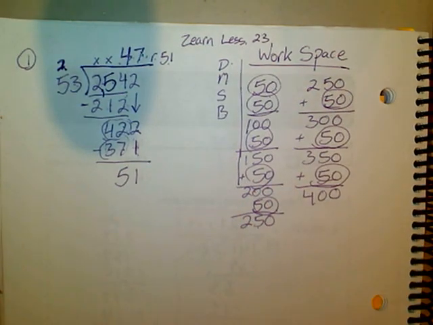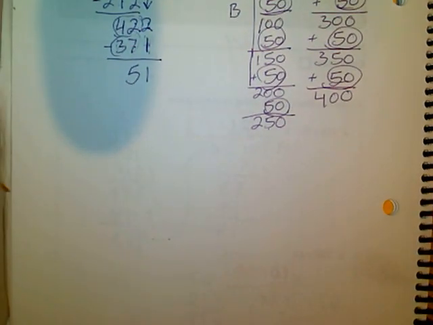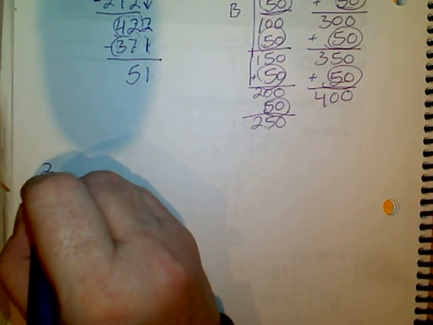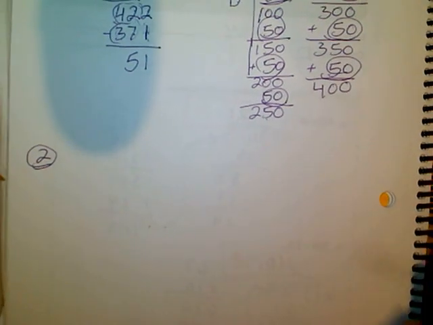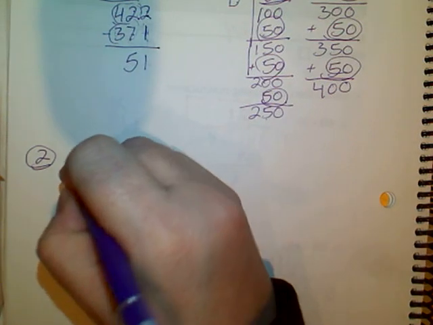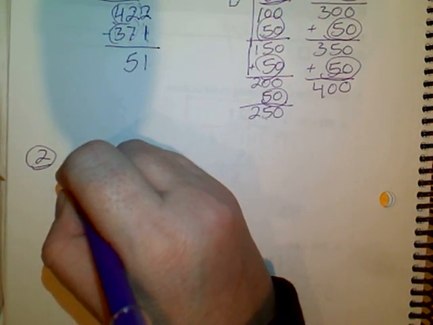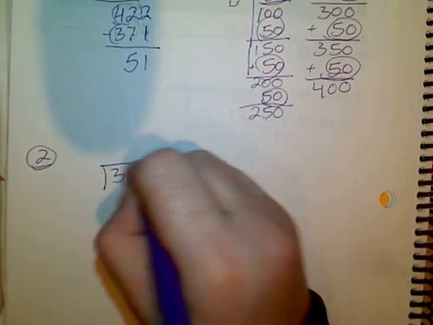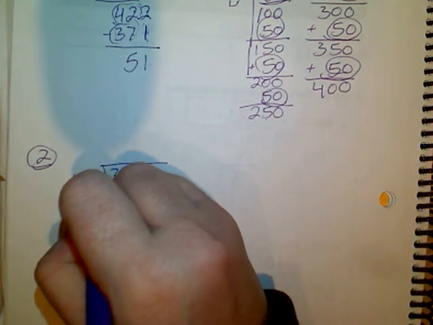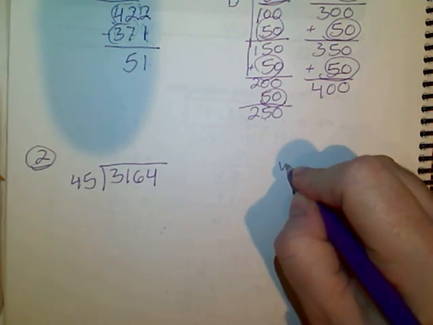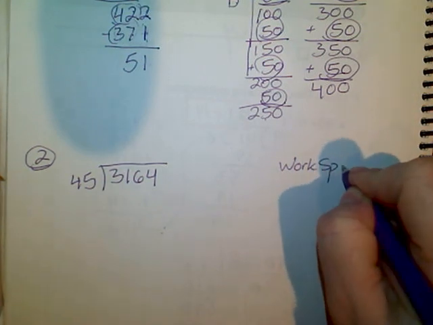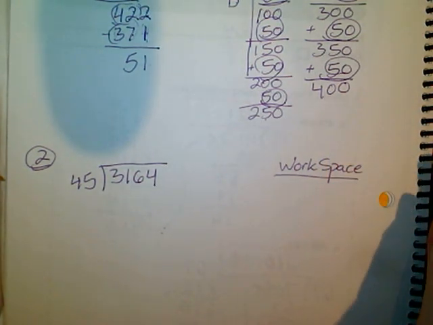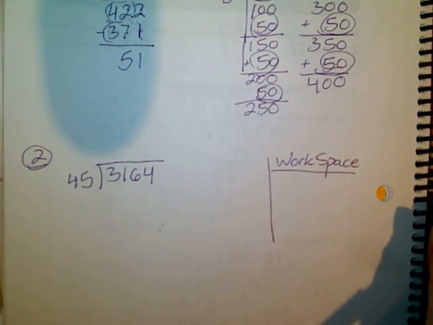Okay, so now, after that good work, let's try this one. Okay, I'm going to continue setting it up similarly. What do I have here? I have 3,164 divided by 45. Okay, I'm going to create my workspace. You don't have to always write the word workspace here, but it might help you in the beginning to just get used to the habit.